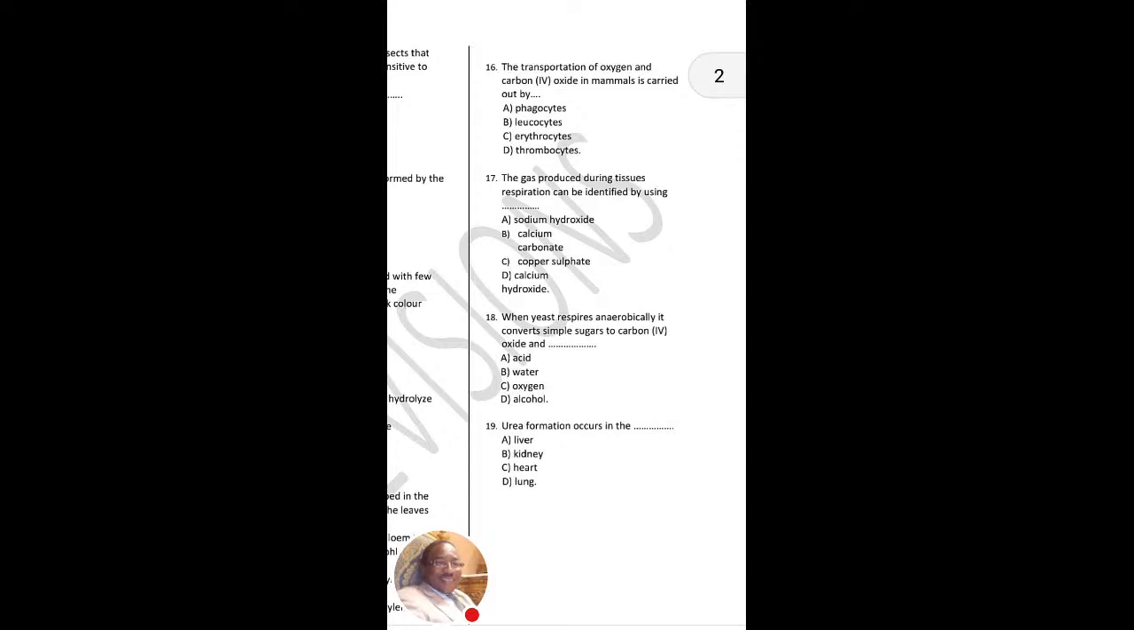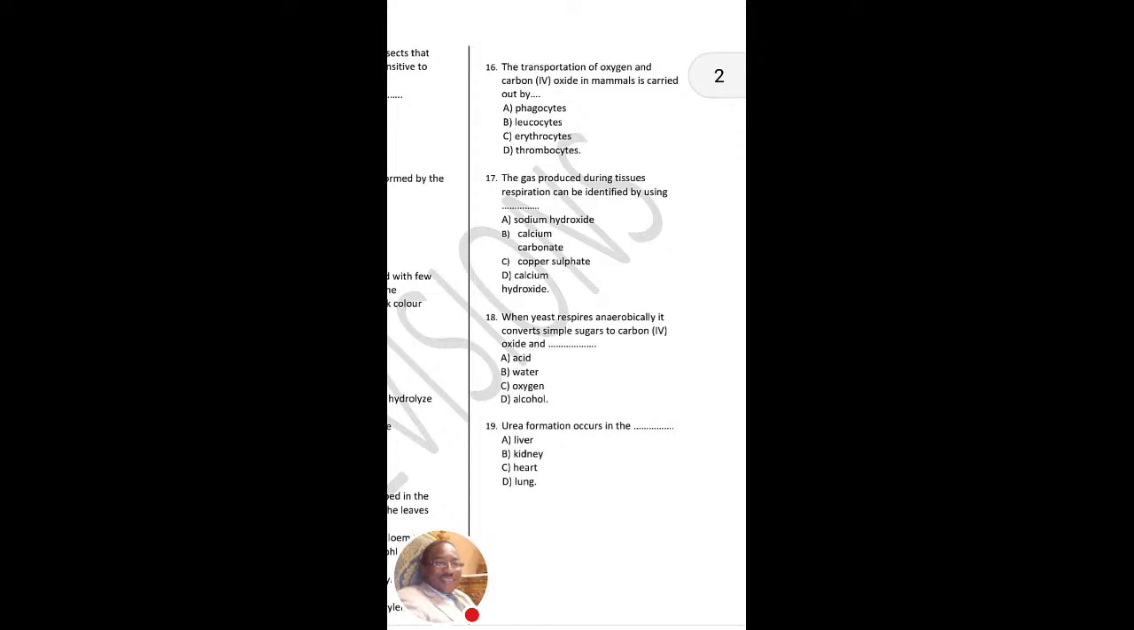Then number 18. When yeast respires anaerobically, which is called fermentation, it converts simple sugars to carbon dioxide and what? The answer definitely is that it's converted to alcohol. So look at the options. A, acid, B, water, C, oxygen, D, alcohol. The correct answer, of course, is alcohol, which is a product of fermentation that leads to the formation of alcohol due to anaerobic respiration. Then number 19, urea formation occurs in the where?